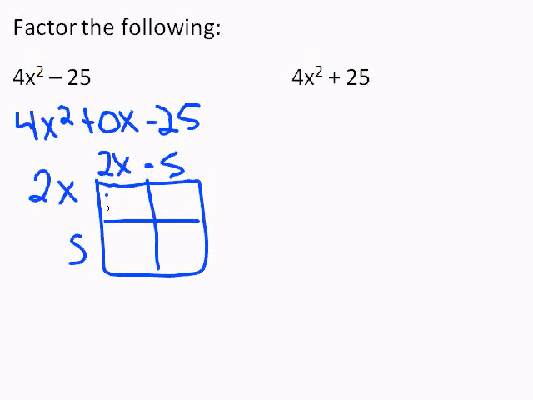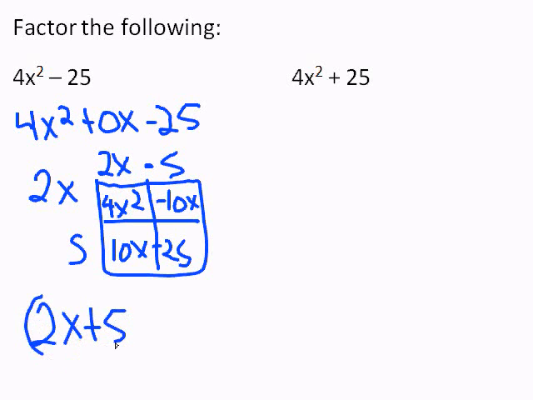2x times 2x is 4x squared. 2x times negative 5 is negative 10x. 2x times 5 is 10x. Negative 5 times 5 is negative 25. So notice that positive 10x and negative 10x combine to give us 0x's, which is exactly what we want. So our factors are 2x plus 5 and 2x minus 5.